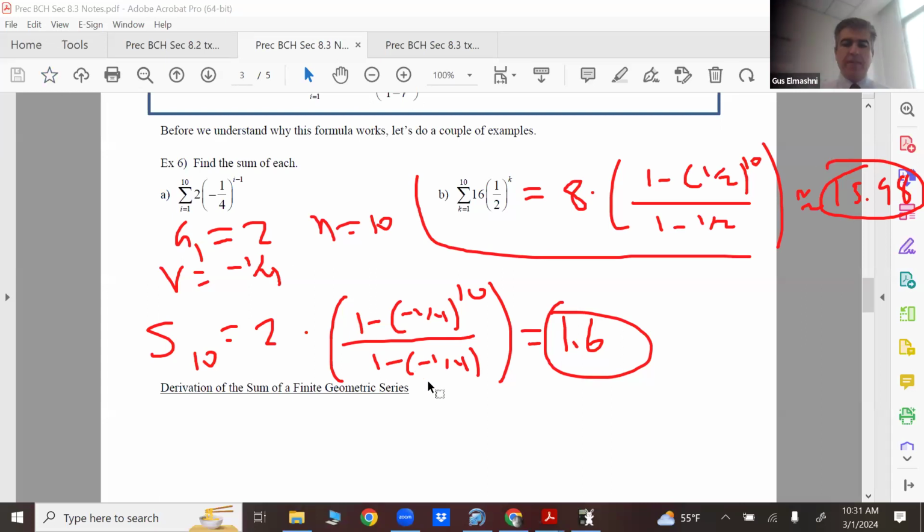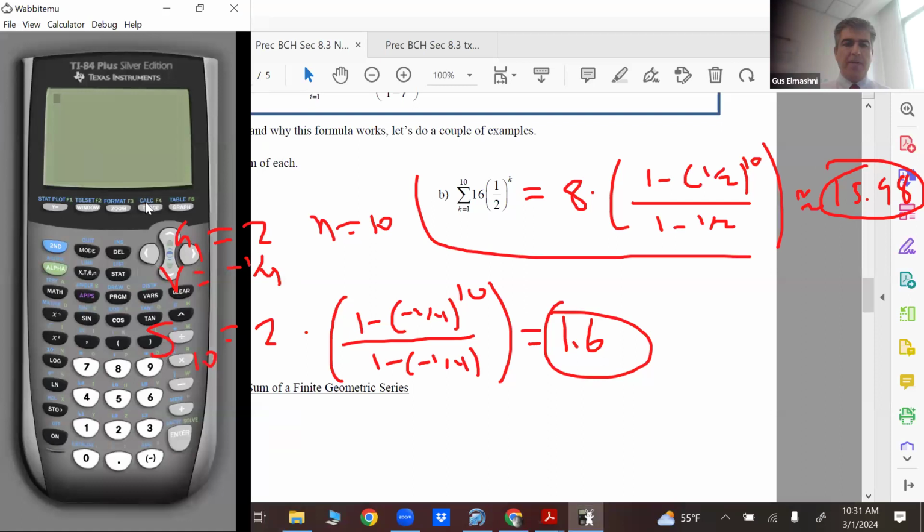And by the way, if you want to check your work, hit alpha window, option 2. You can use X or any letter you want. 1, 10, 16. There we go.